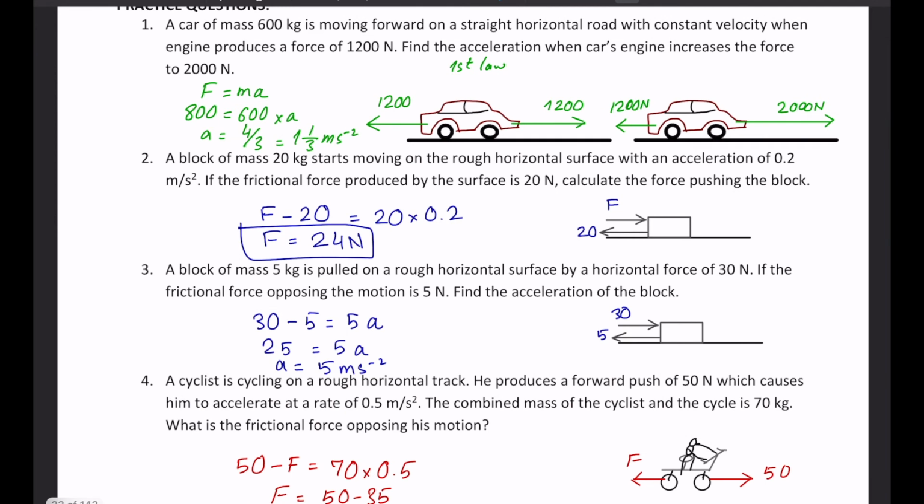In another question, it says a block of mass 5 kg is pulled on a rough horizontal surface by a force of 30 Newton. The frictional force is 5 Newton. We have to find out the acceleration. So forward force is 30, backward force is 5, resultant force is 25, equals mass times acceleration, and I would be able to determine the acceleration here.